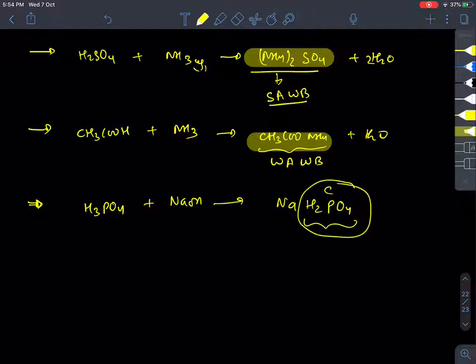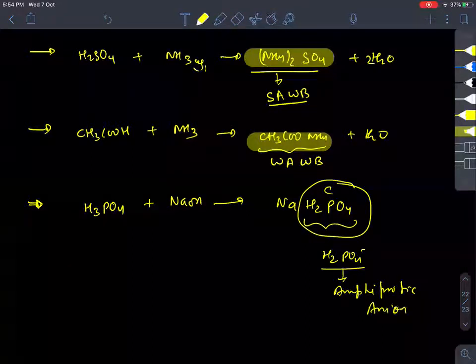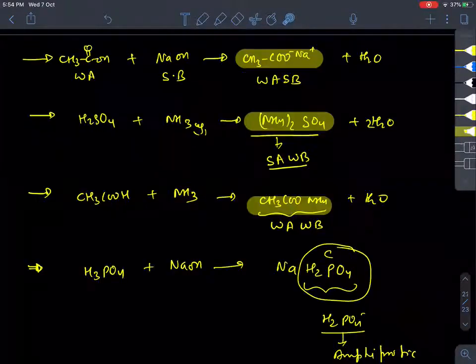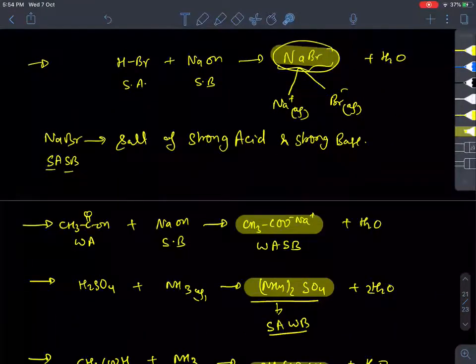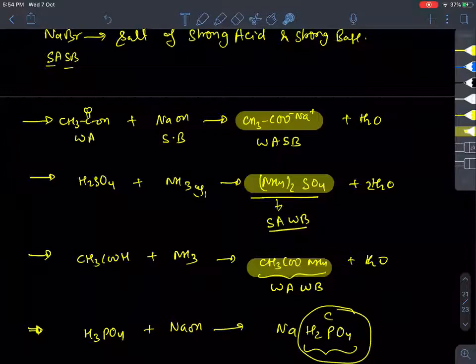Right, so this particular anion which is generated here, which is obtained from a weak polyprotic acid, is said to be an amphiprotic anion. Many such cases I will discuss in my upcoming videos. Here I will not enter into that. So we have received already 4 types of salt: strong acid, strong base; weak acid, weak base; strong acid, weak base; weak acid, strong base. All 4 we have received.